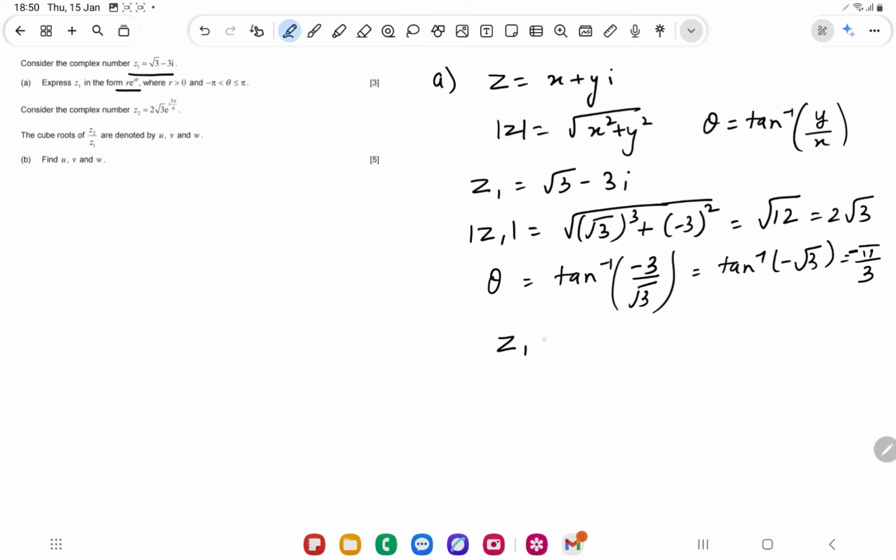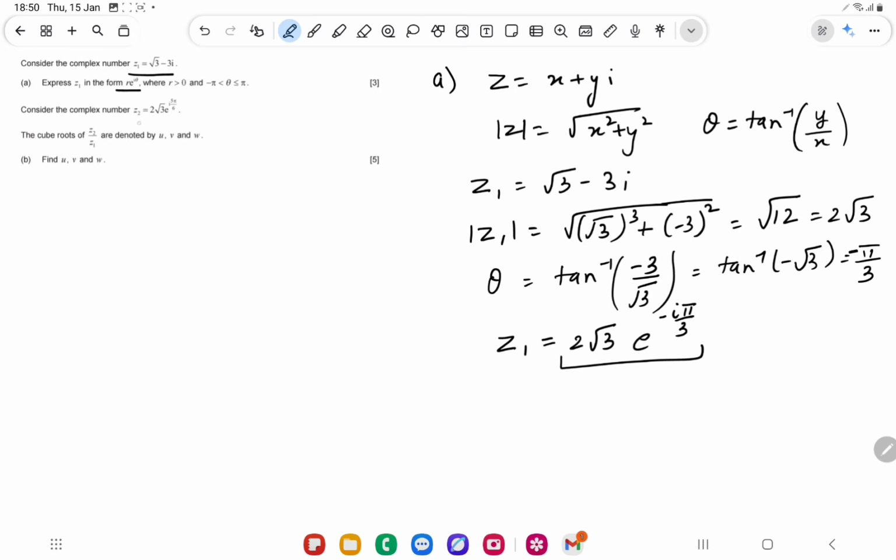So now if I want to write z1 in r e to the power i theta form, I can write it as 2 root 3 e to the power minus i pi by 3. So this becomes my answer for the first part.